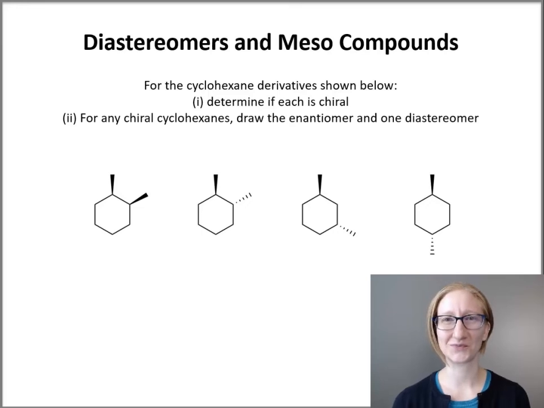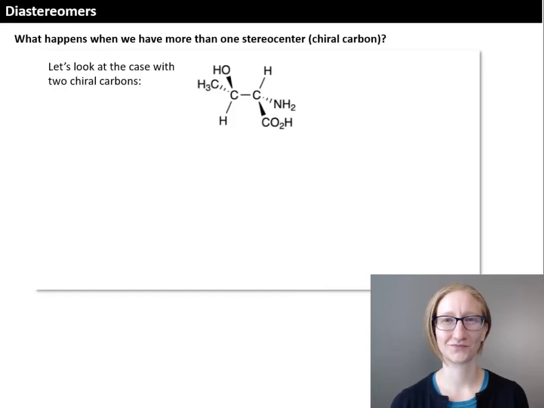In our last two videos, we learned about enantiomers, molecules that contain a chiral carbon or a chiral center. In this video, we'll learn about molecules that have more than one chiral center. We'll start with this example of a molecule with two chiral carbons.